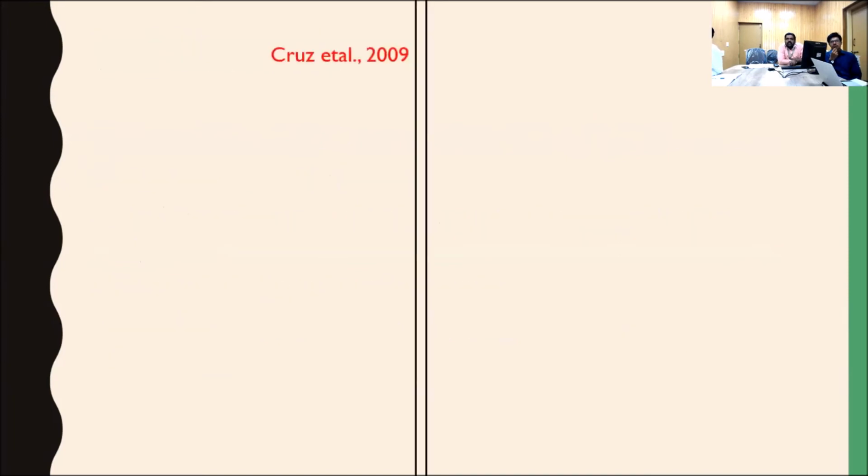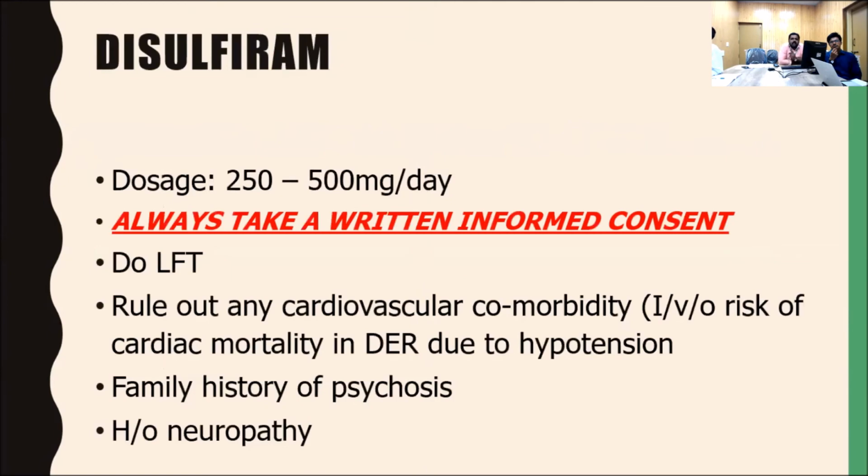So okay, here we had the mechanism of action of disulfiram. I'll give a brief overview of disulfiram. This is also something that is commonly prescribed. It's an aversive agent. The dosages that we generally give are somewhere between 250 to 500 milligram per day. Without question, the cheapest agent. Written in bold, always take a written informed consent. A lot of the times disulfiram is given surreptitiously. Never ever do that. Always take a written informed consent.